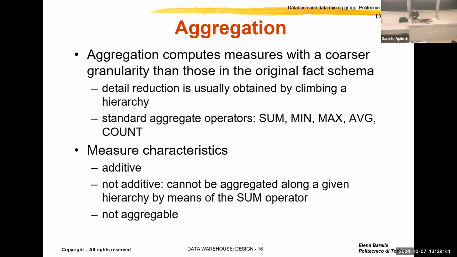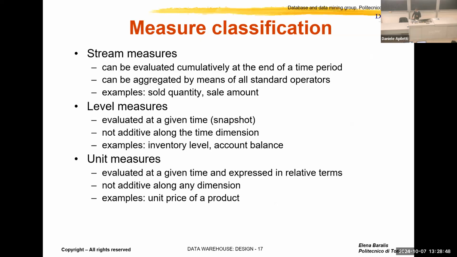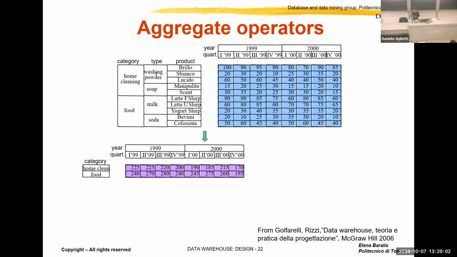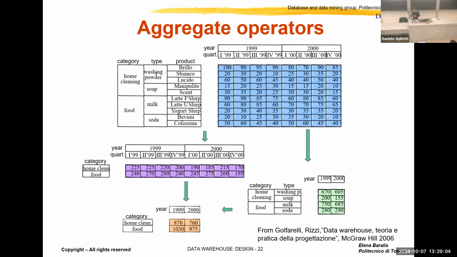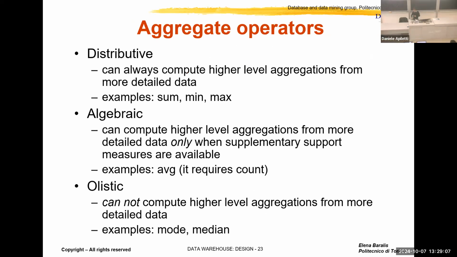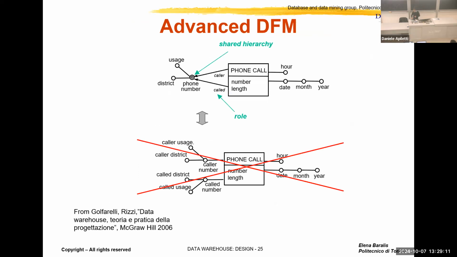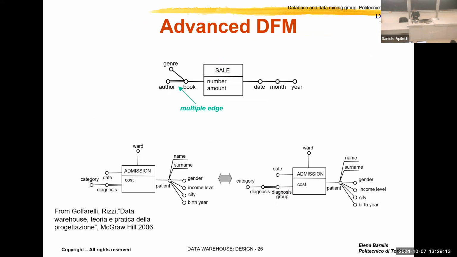We'll see others later. Then we discussed the aggregation of the measures. So choosing the right measure is important. Specifically, we have seen stream, level, and unit measures. That was towards the end of the last lecture. Actually, we finished a little further. We arrived at operators. We've seen these examples of the aggregates, and we arrived at slide 27, I guess, which I wrote here: the shared hierarchy, that explained that.